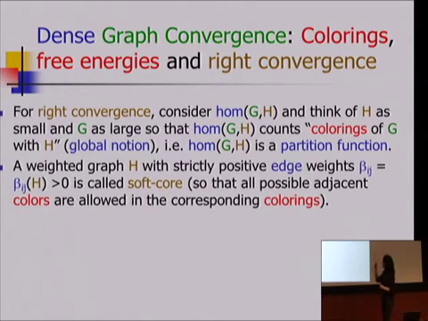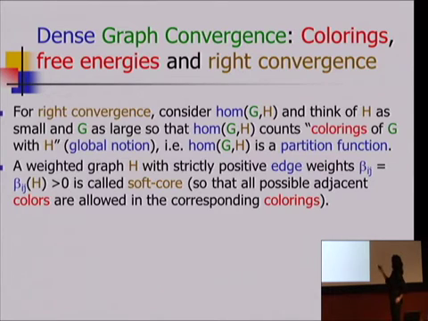So, this is important. For dense graphs, I don't want to exclude any color being next to any other color. So I may want to penalize it, but I don't want to exclude it. So all of the edge densities I want in H, I want to be positive, okay, strictly positive. So H is called a soft core graph. So I don't want to think of the independent set problem for my dense graph here.